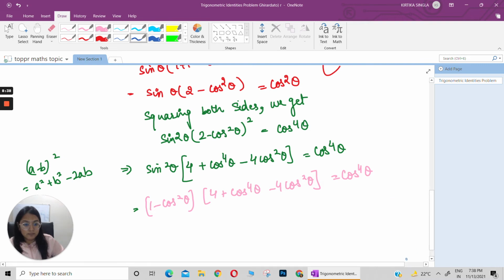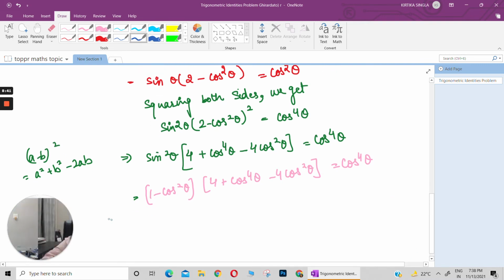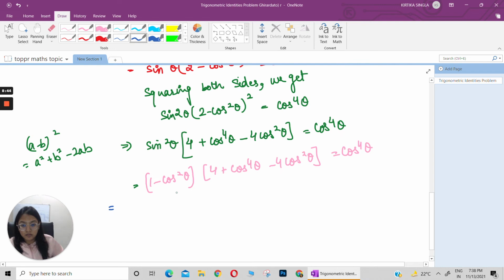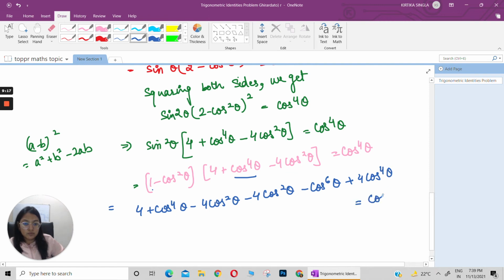The equation becomes quite large, but we can easily solve it. Be careful during this calculation because it will become quite complex. Multiply 1 with the complete equation, and you will get the complete equation. Now multiply −cos²θ with the complete equation. You will get −4cos²θ − cos⁶θ. Why? Because cos²θ into cos⁴θ, the base is the same, so powers will be added. So that will be your −cos⁶θ. Minus minus plus, now 4cos⁴θ = cos⁴θ.